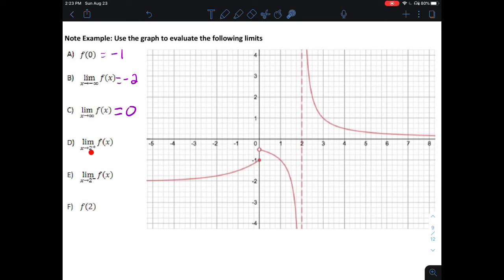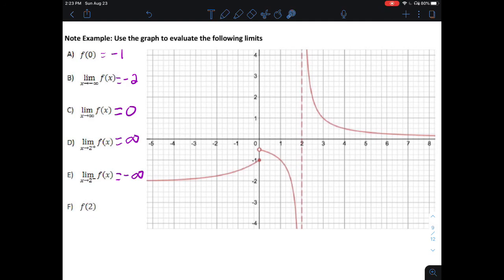Part D, the limit as x approaches 2 from the right-hand side. So here's 2, vertical asymptote. From the right-hand side, the graph is increasing without bound. So we'll say equals positive infinity. Part E, as x approaches 2 from the left-hand side, so 2 still that vertical asymptote, values to the left of 2, working my way back to it, decreasing without bound, we'll say equals negative infinity.